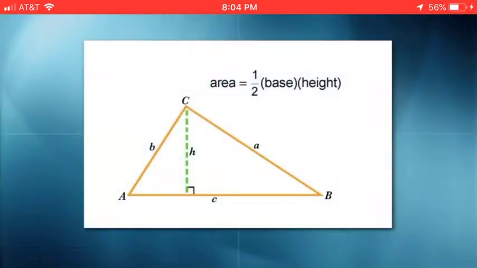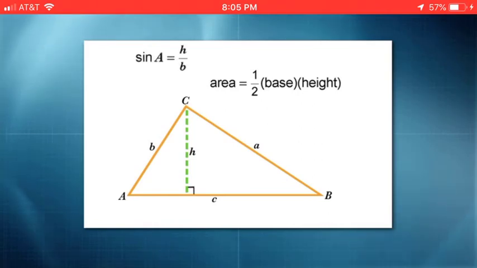So here's the setup. Here's a triangle, ABC, our usual setup in this lecture. And let's drop the perpendicular from vertex C down to the side AB, down to side C. And that we'll call the altitude or the height of our triangle. So what's the area now of this triangle? Well, it's 1/2 base, which is C, times the height H. Okay. Can we get a formula for H?